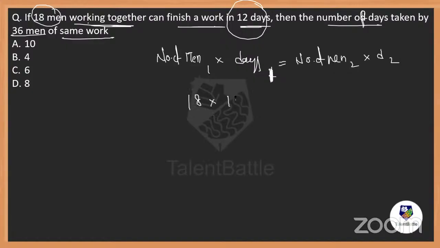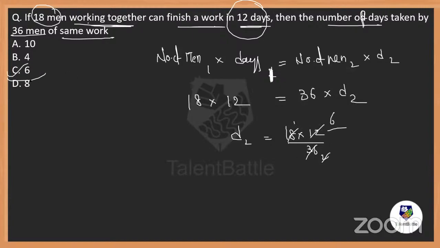So how many men are there in the first case? 18. And how many days they took? 12. So that will be equal to how many men are there in the second case? 36. And how many days they took? That we need to find out, which is D2. So the value of D2 will be equal to 18 into 12 divided by 36. 36 will come this side, so just cancel it. 18 ones are 18, 2 ones and 2 sixes. So how many days they will take? 6 days. Option C.